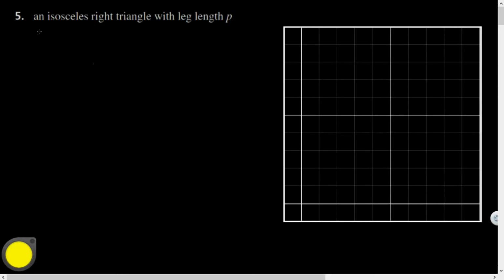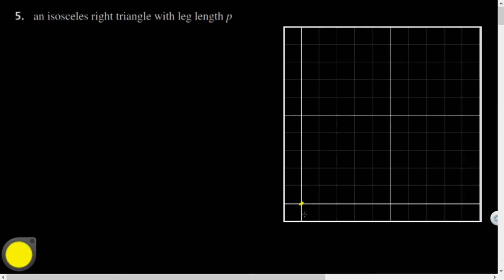It says, what if I wanted to plot an isosceles right triangle with leg length p on a coordinate plane? Now, sure, I could pick all sorts of weird ways of arranging this. That one didn't work, did it? No. It would have been like here, here, and here. This would be a very unuseful location to throw a triangle. So I want to set this up in the most conducive way.